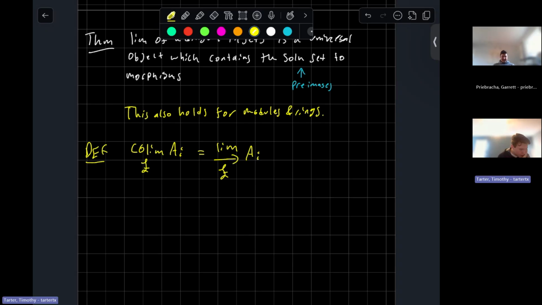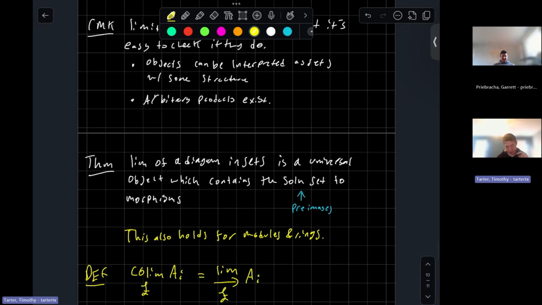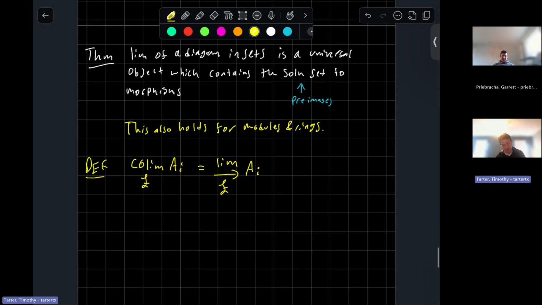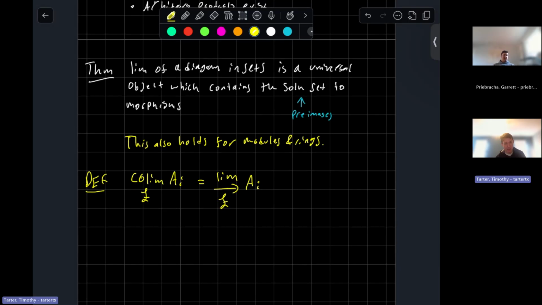So what's the intuition here? Well, okay, so if the limit of a diagram is a final object, then the colimit of a diagram is an initial object. Whereas if, well, hold on. Let me double check something.